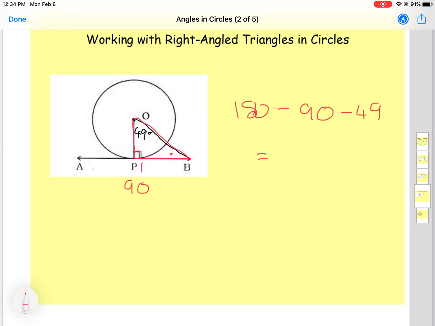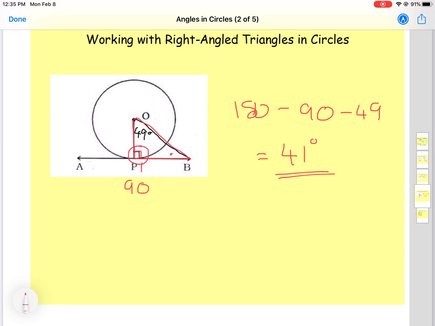And again, we can't really do any calculations with this until we have the right angle down the bottom left. In this case, it was given to us. That won't always be the case. You will need to identify it and draw it in like you did with the previous diagram.